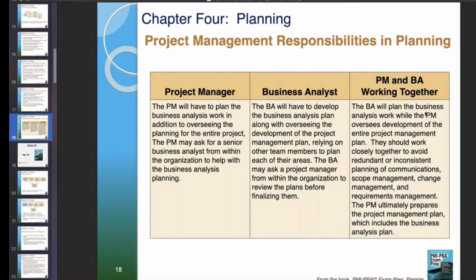The BA will plan the business analysis work while the PM oversees development of the entire project management plan. They should work closely together to avoid redundant or inconsistent planning of communications, scope management, change management, and requirements management. The PM ultimately prepares the project management plan, which includes the business analysis plan. So the analyst does the business analysis plan. The PM plans the business analysis work, in addition to overseeing the entire project.